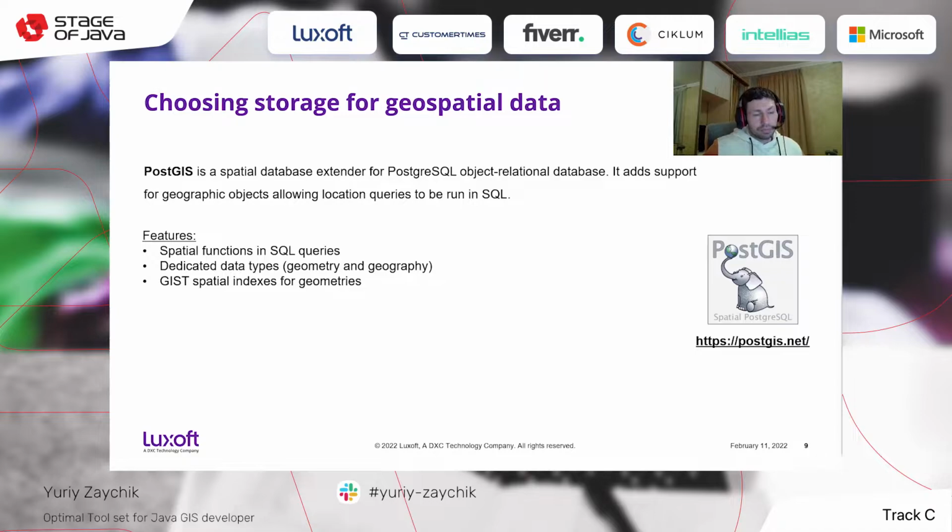Another option for storing geospatial data could be a relational DBMS. So PostGIS could be a good choice. It is an extension for the PostgreSQL database system, and it has such useful features as spatial functions in SQL queries, so you can manipulate geometry in SQL, dedicated data types, geometry and geography, and also it has spatial indexes for geometries. So now I will show you some use cases of PostGIS.